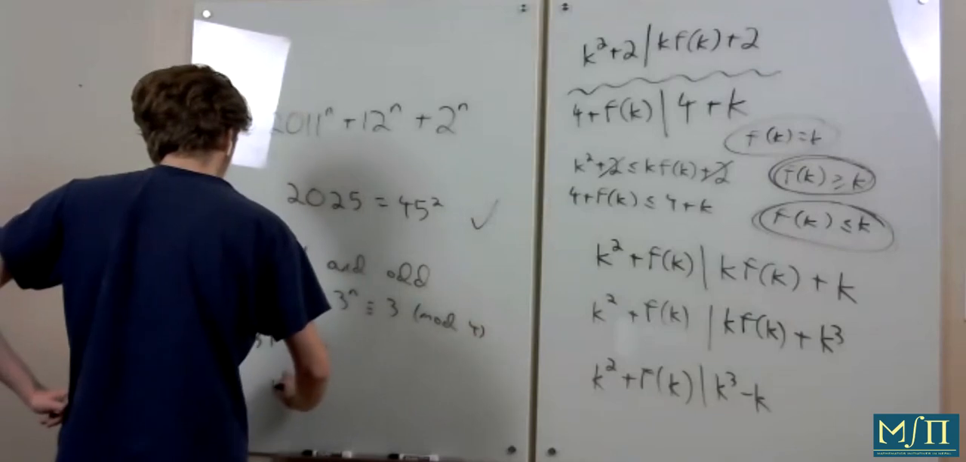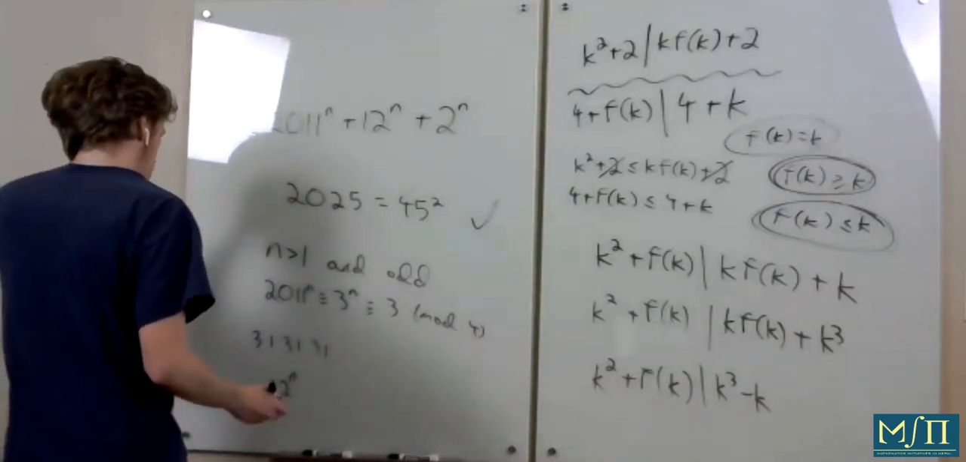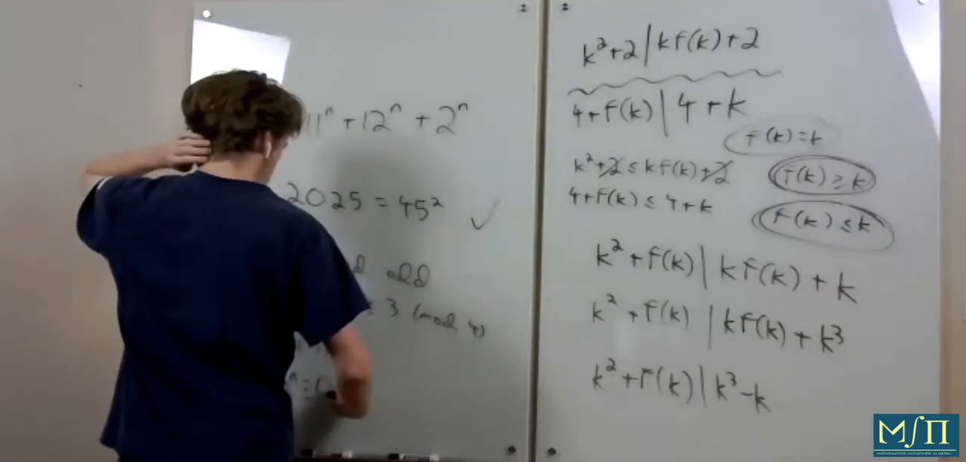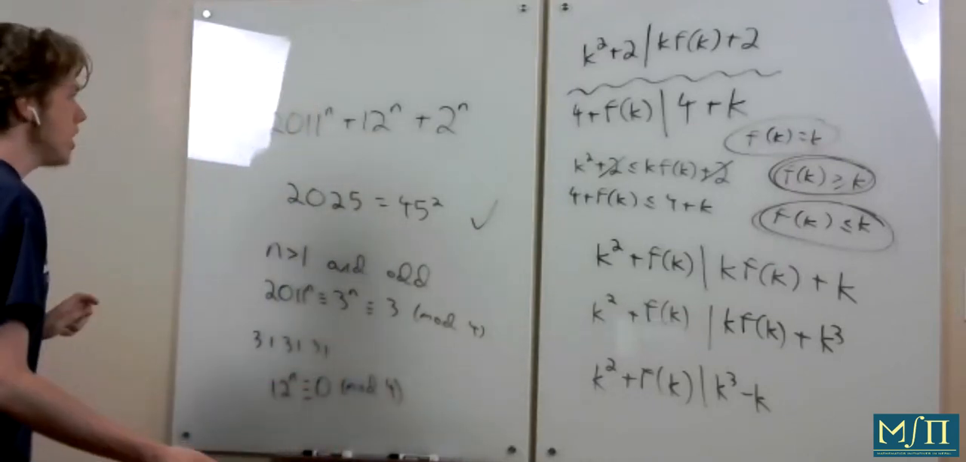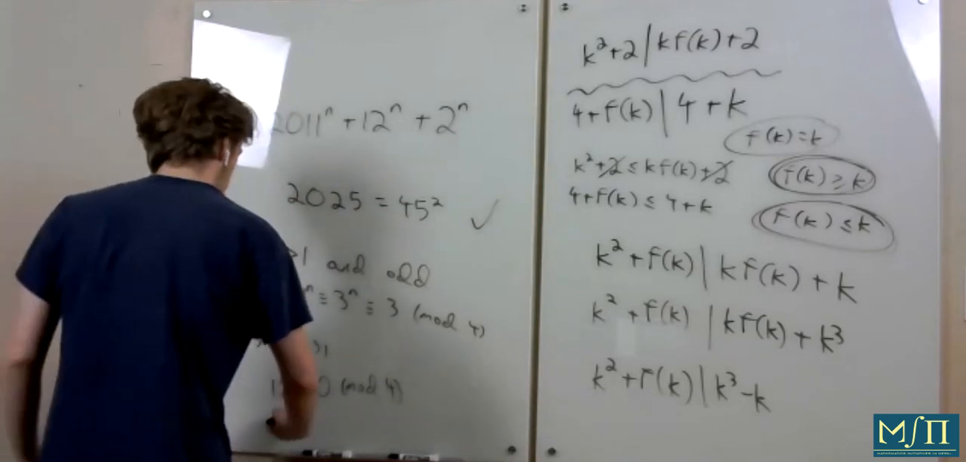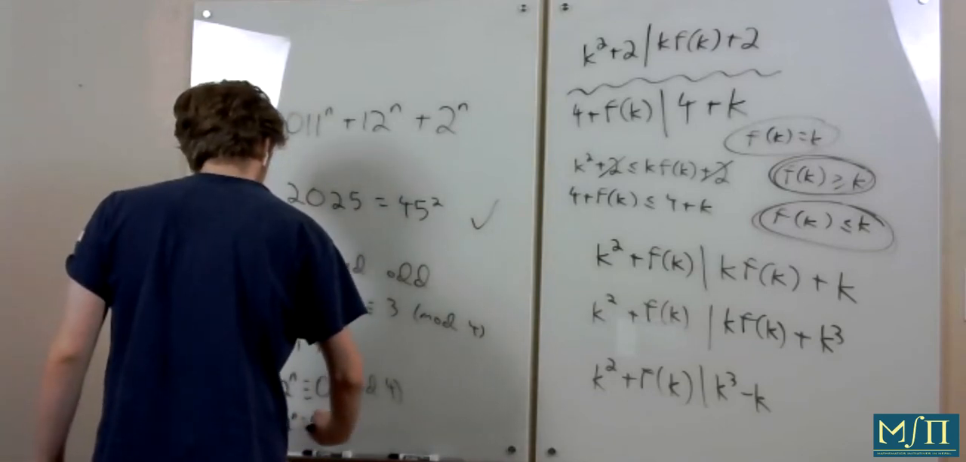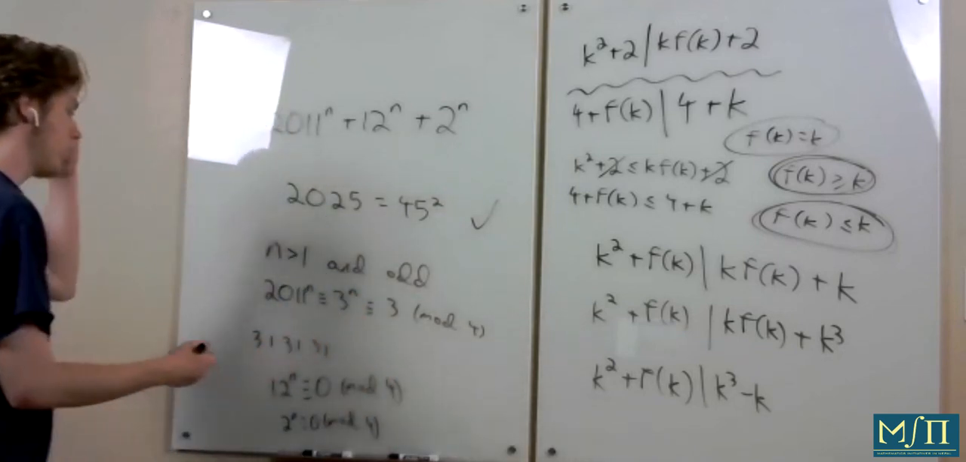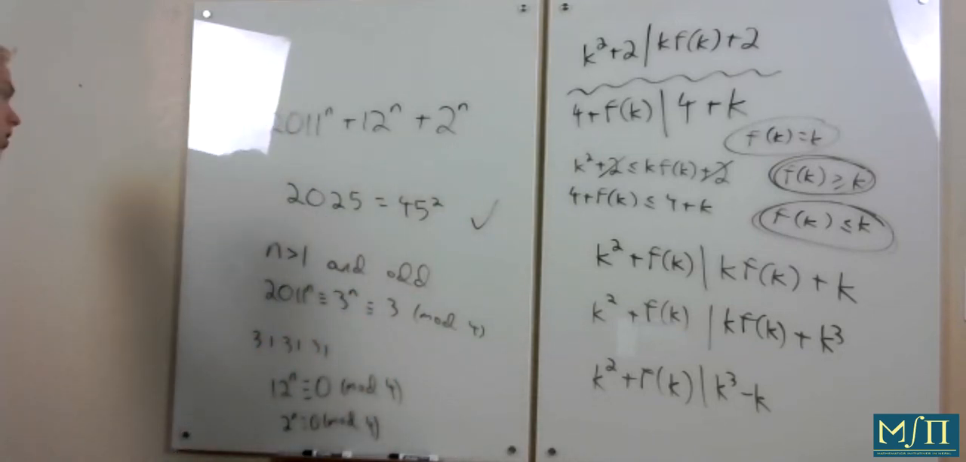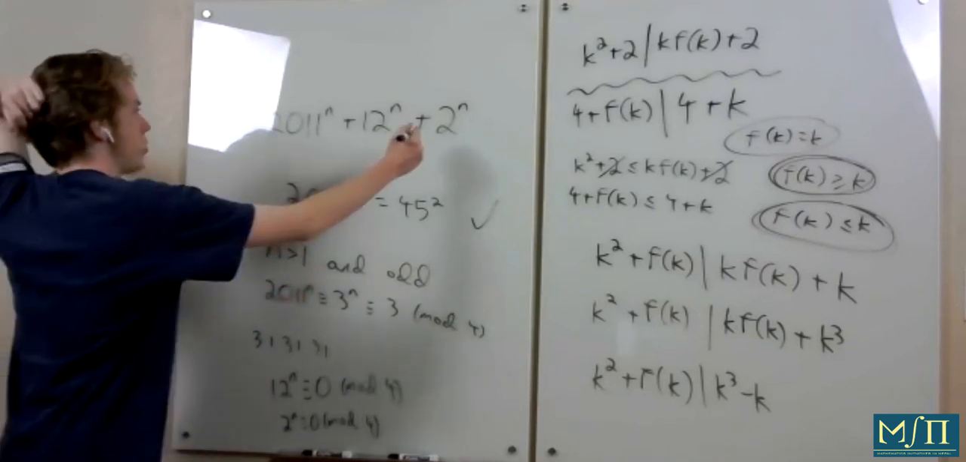12 to the n, well 12 is divisible by 4, so this will be 0 mod 4. And then 2 to the n, when n is greater than 1, it's divisible by 4, so that'll be 0 mod 4 for n greater than 1. And so when we add all these up for n greater than 1 being odd, you would get that this is 3 mod 4.